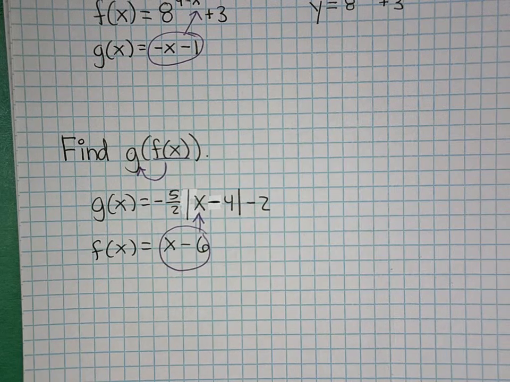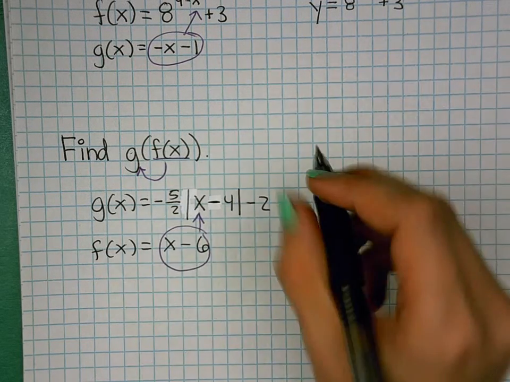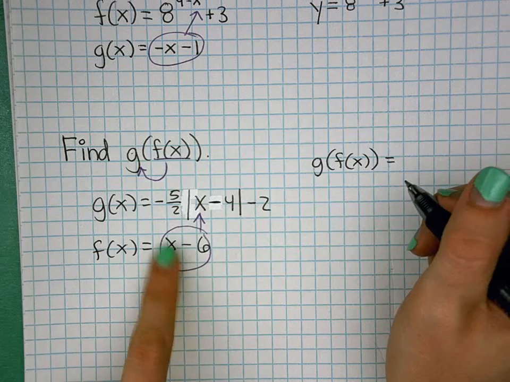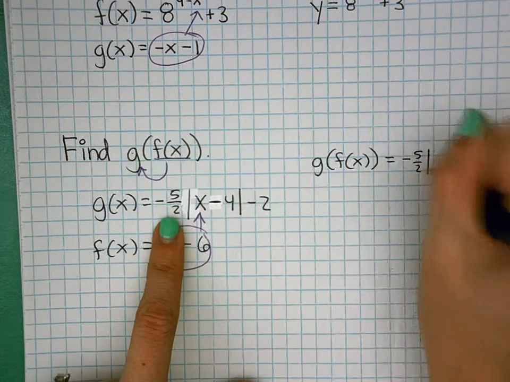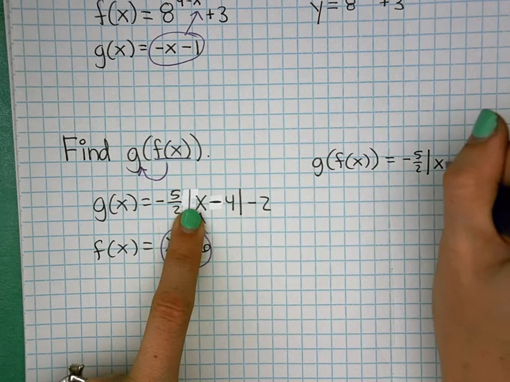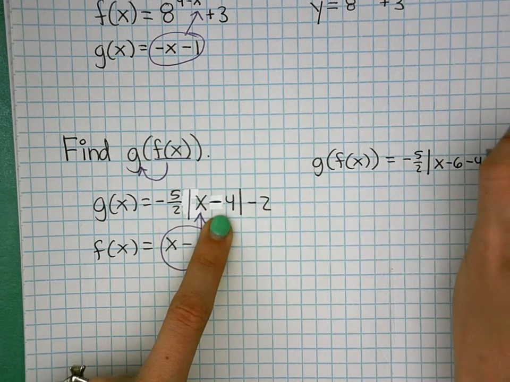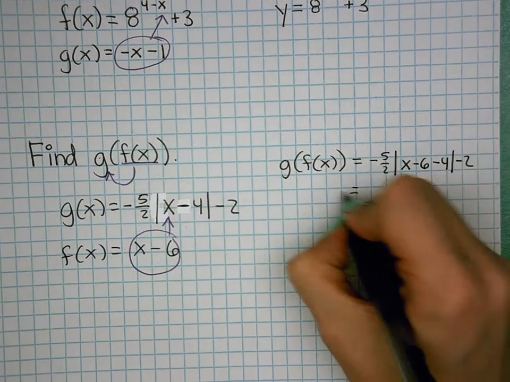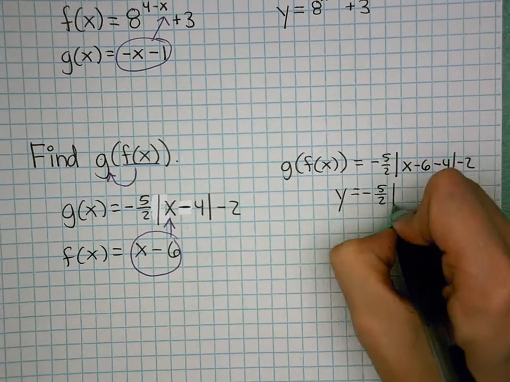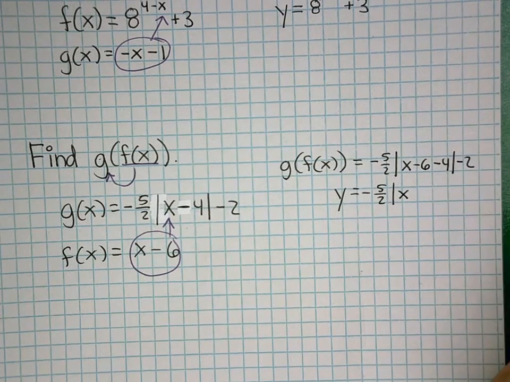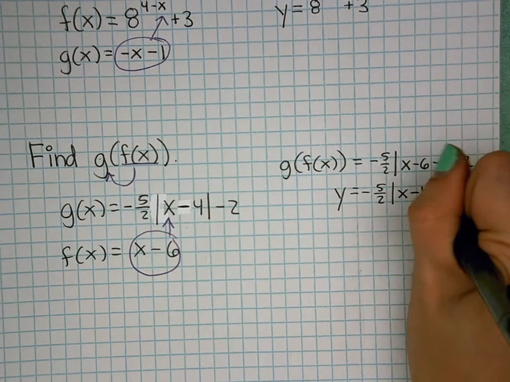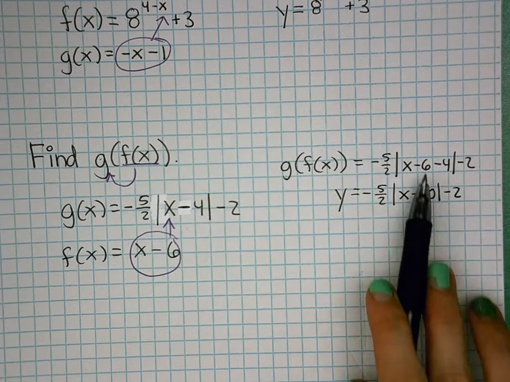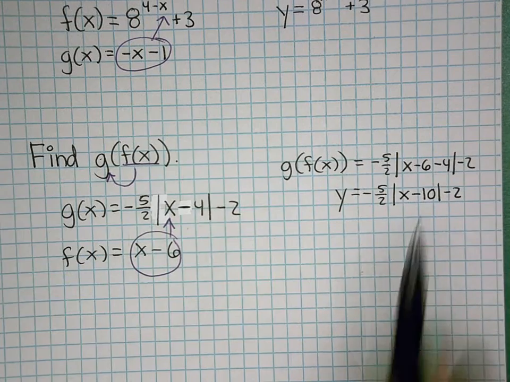Okay, but I'm plugging f of x into g of x, so my function is g of f of x equals negative 5 halves times the absolute value of, plugging in x, we have x minus 6 minus 4 minus 2. Okay. And the reason I wanted us to look at this one is because when you simplify there, negative 6 minus 4 is what? We should say negative 10. It's very tempting to want to say minus 2 because people see 6 minus 4 and want to say 2, but this is negative 6 and negative 4, which makes negative 10. Okay?